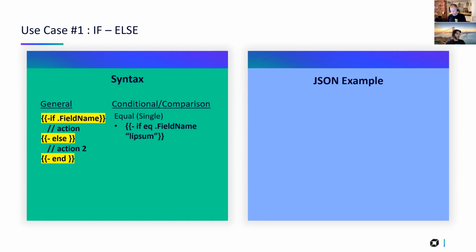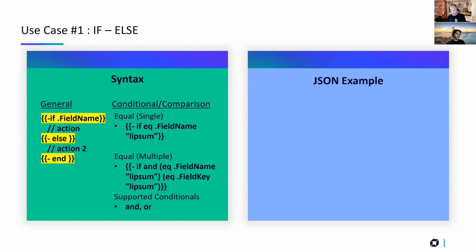So here are some examples. You can have a single condition. You can have multiple conditions. And then Go templating supports and, or to separate the multiple conditions or comparisons there.